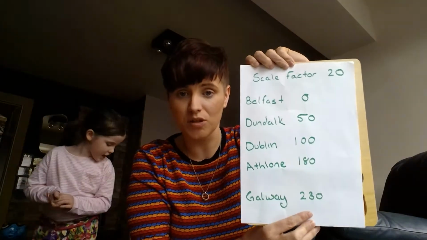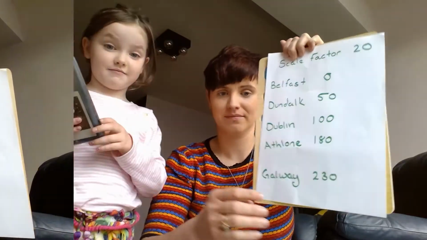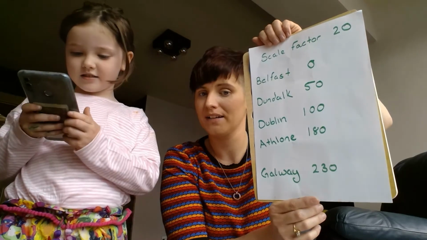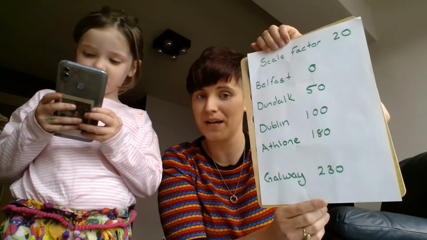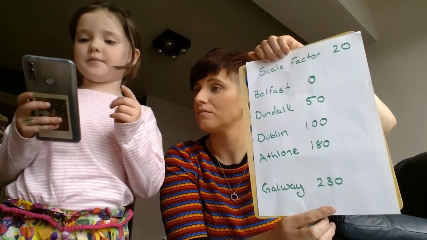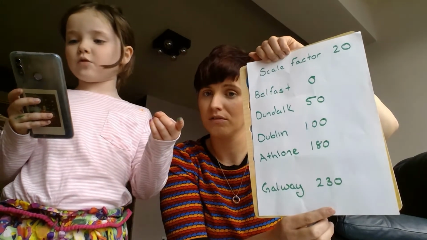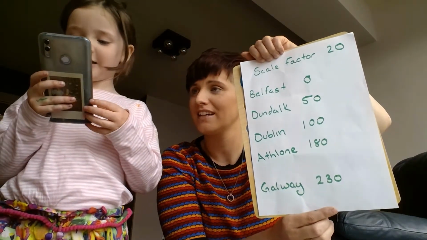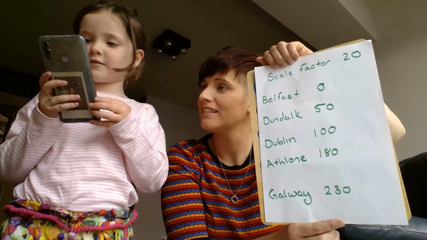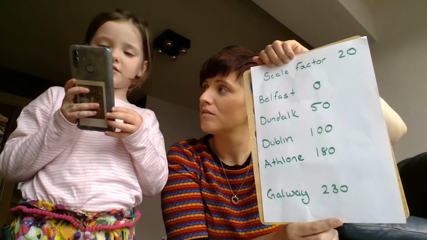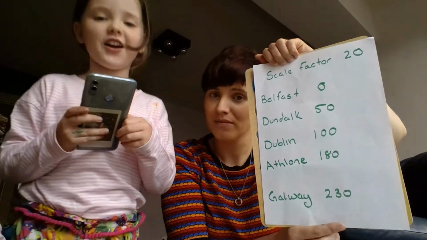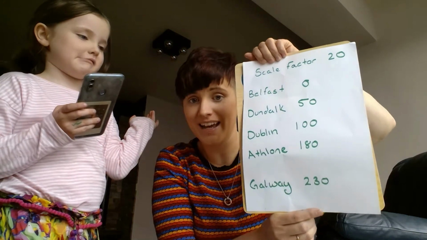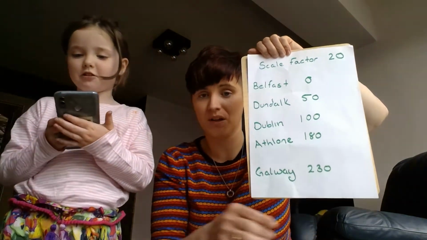So what we decided was a suitable scale factor was 20. So Tess, how do we find out how many pieces of toilet paper it is between Galway and Belfast? You have to type in 230 divided by 20. And what answer do you get? 11.5. And what's that in toilet paper? It's 11.5 sheets of toilet paper.